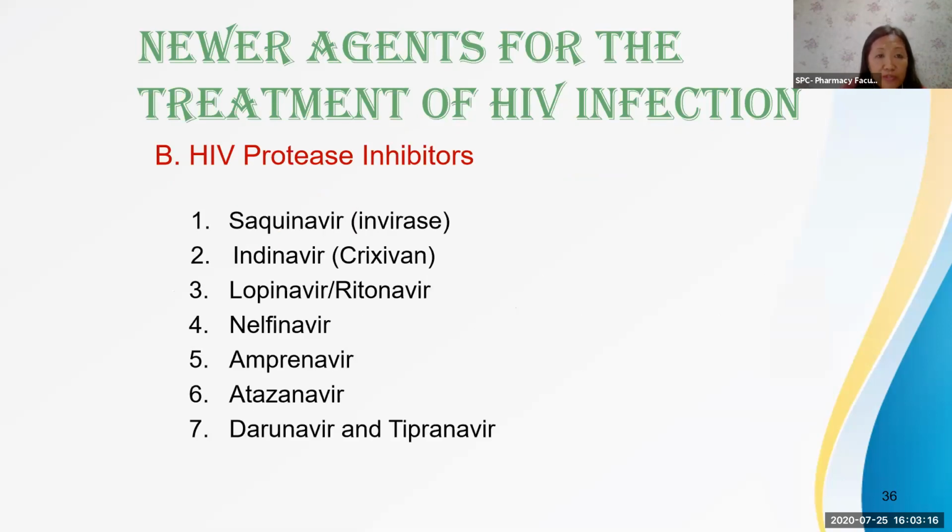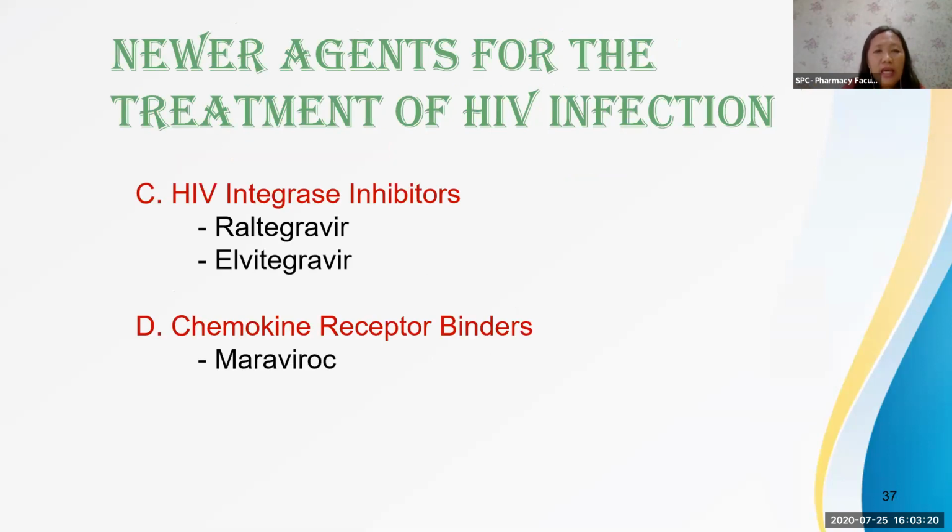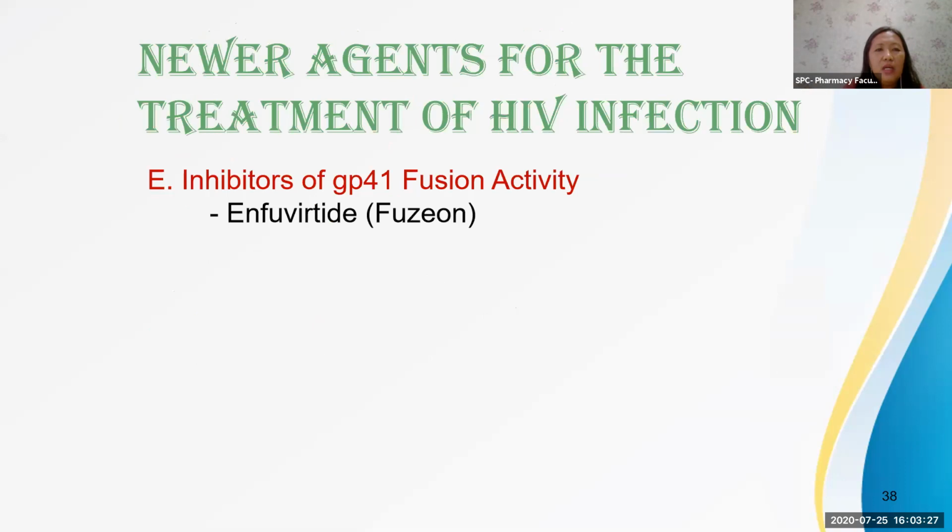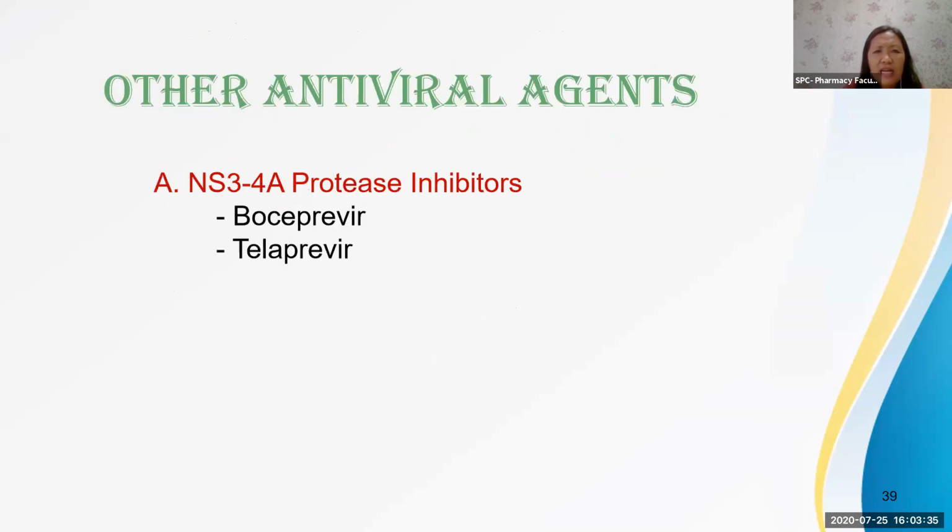These are the examples of the drugs: HIV protease inhibitors, then integrase inhibitors and chemokine receptor binders, and inhibitors of the GP41 fusion activity. So all of these are drugs that are used for the treatment of HIV. Other antiviral agents, so we have this one.